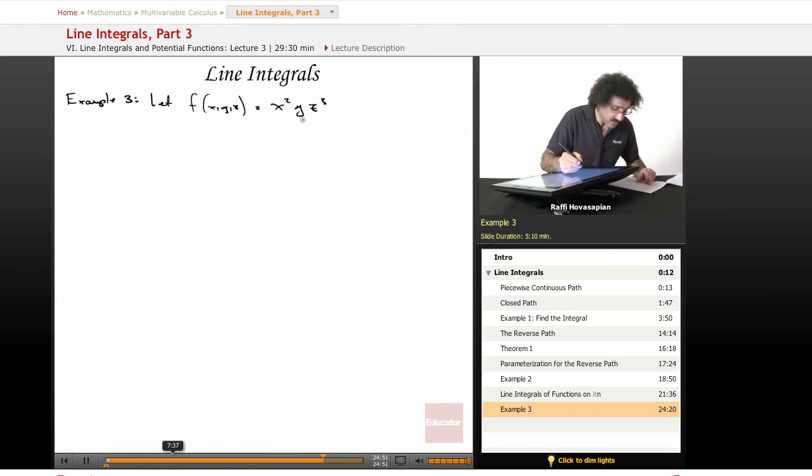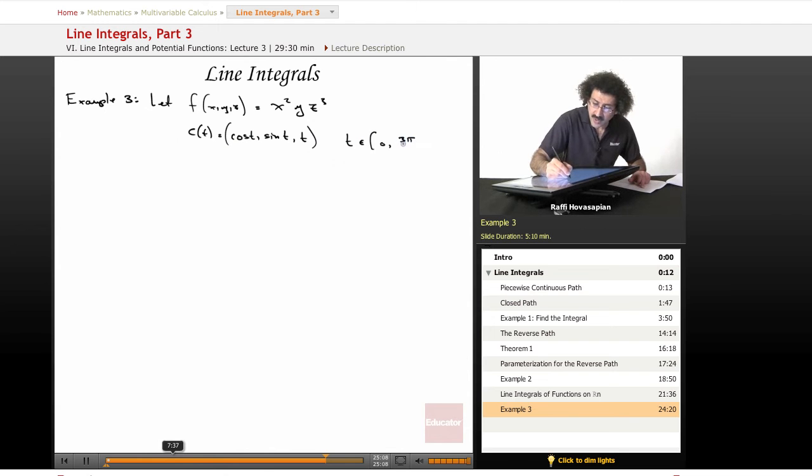Well, let's see. Let's go ahead and let C of t, the curve along which we parameterize, be the spiral in 3-space defined by cosine t, sine t, and t. And let's go ahead and let t go from 0 to 3 pi over 4.